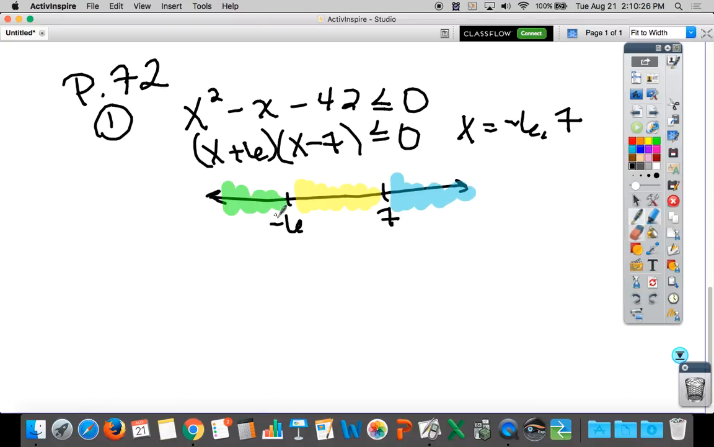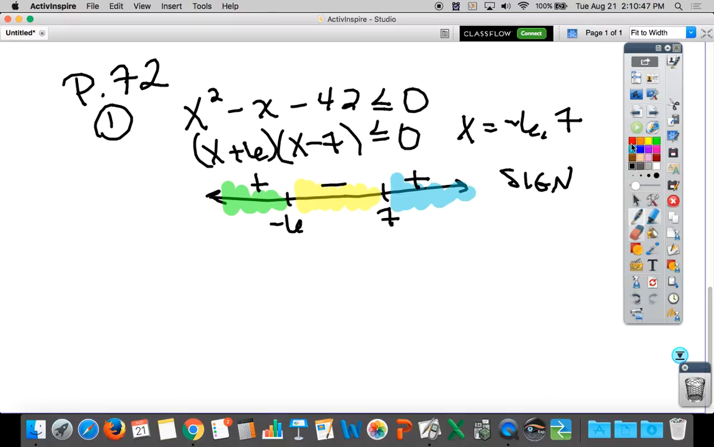So you are supposed to pick a point less than -6 and check it here. Then you pick a point between -6 and 7, check it here, and then pick a point greater than 7 and check it for the sign. All I'm interested in is the sign. I believe it went plus, minus, plus.